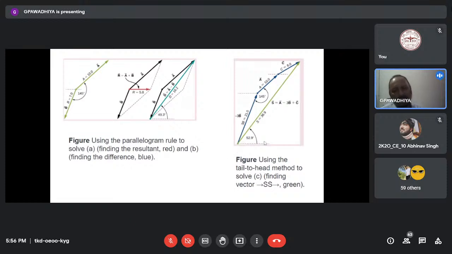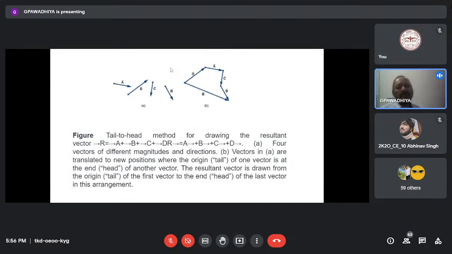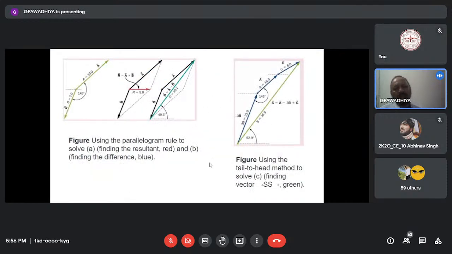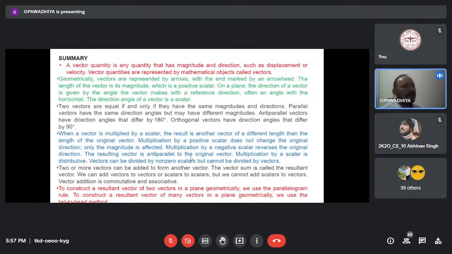So this is another approach for the vector addition, in which this larger diagonal represents A minus B, whereas here the larger diagonal represents A plus B. So this is a very good approach in vector mechanics. So let's summarize our study.